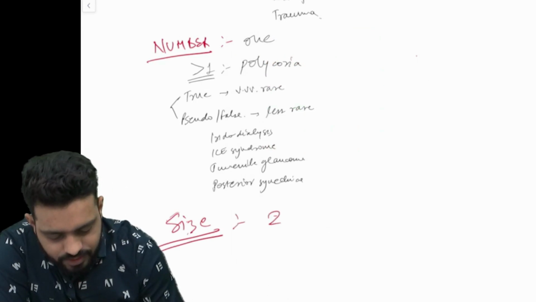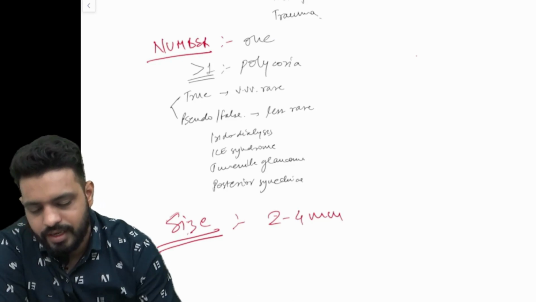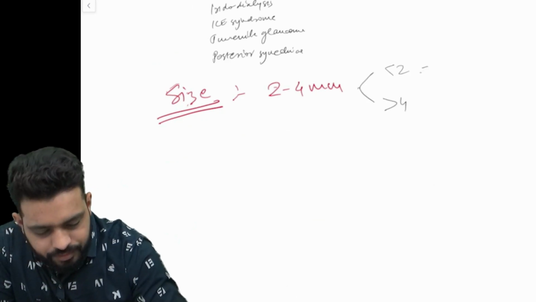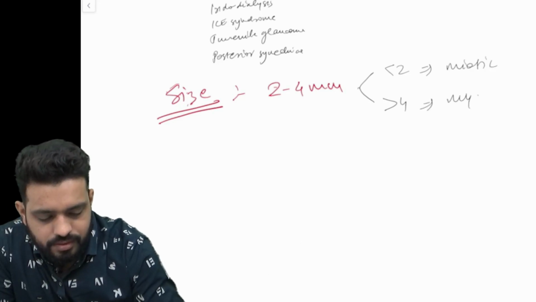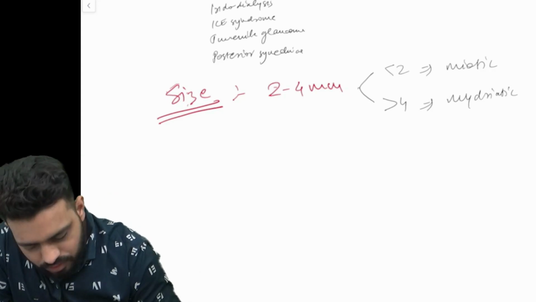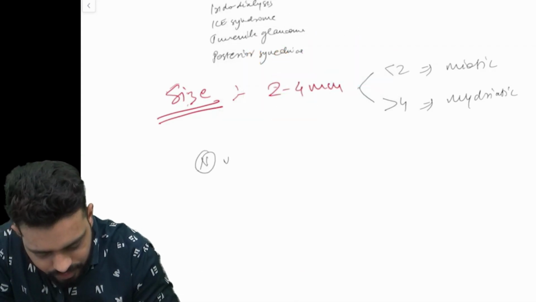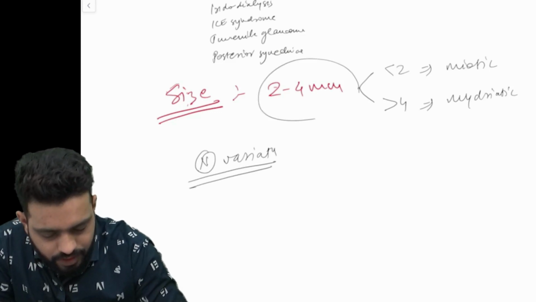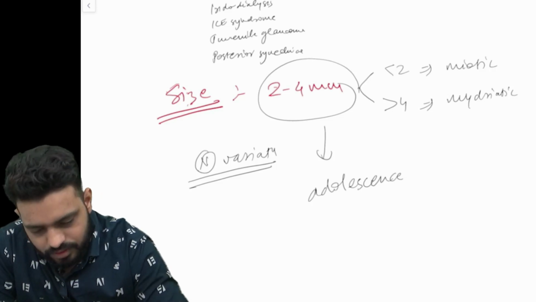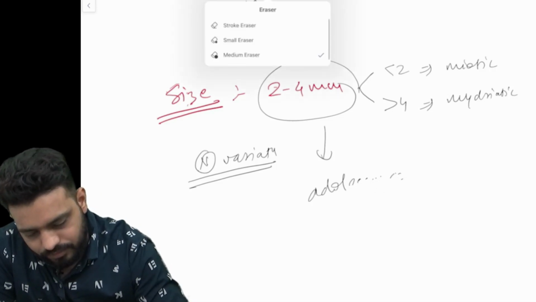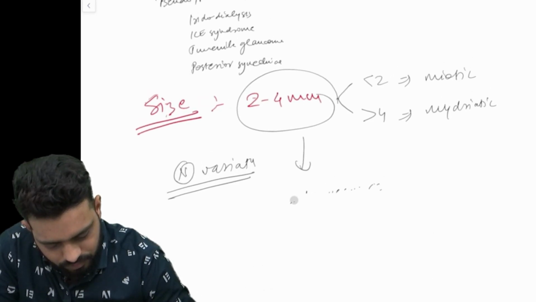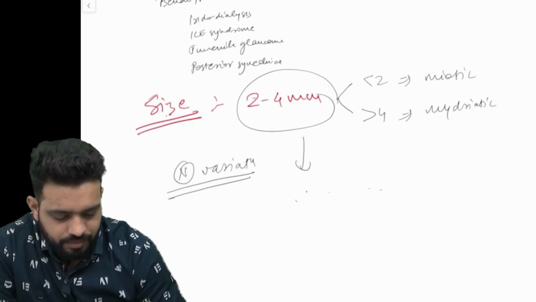Remember, the average size is around 2 to 4 mm. This is the normal size of the pupil. Anything less than 2 mm is called a miotic pupil or miosis. More than 4 mm is known as a mydriatic pupil or mydriasis. Remember these terms, miosis and mydriasis. First we will see the normal variation in pupil sizes. This range is common in adults.